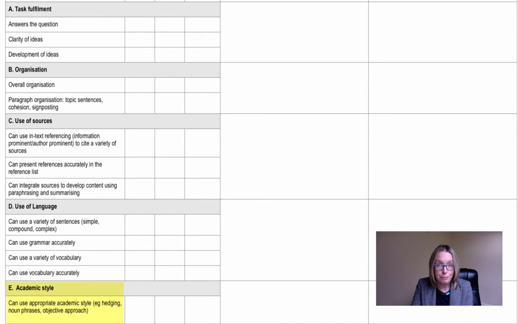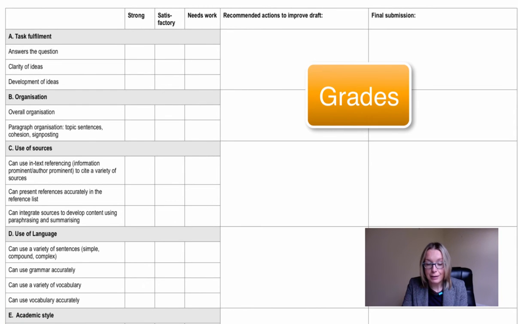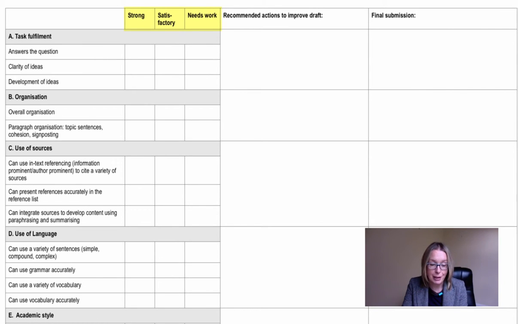When it comes to grading the student's work on a pre-sessional course, the student is given the following grades for each of their criteria: strong, satisfactory and needs work. Strong means that the student can write at some length on a range of topics, including more abstract ones, that the writing is easy to follow and has a positive effect on the reader.